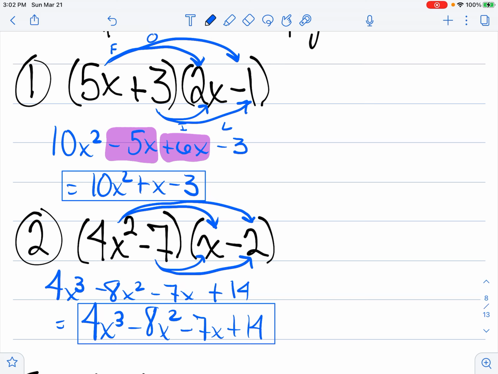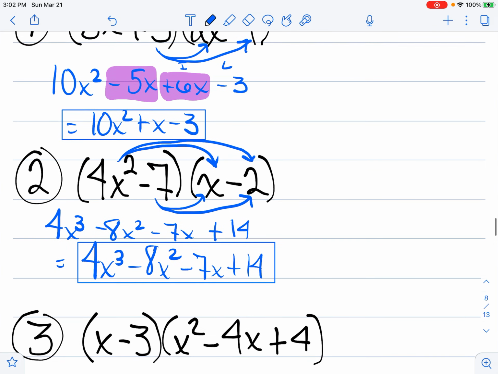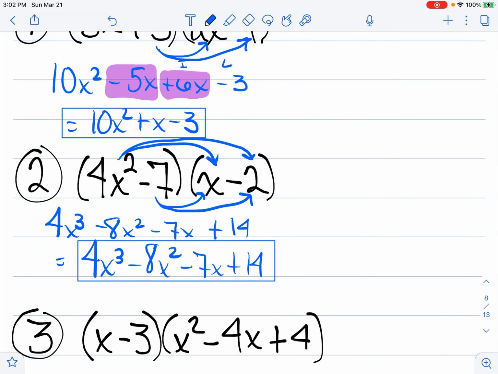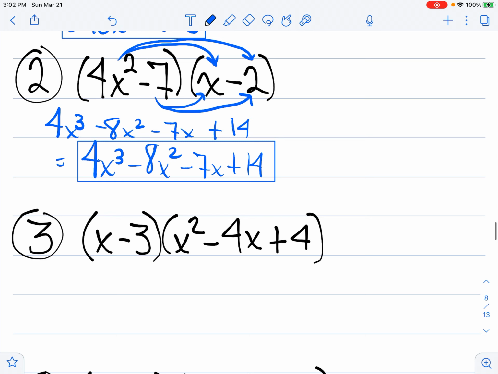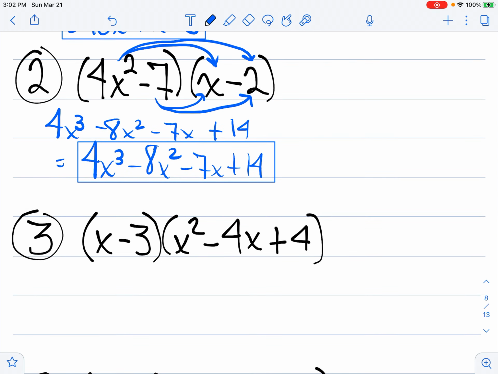Now, this same idea also applies when we have other polynomials. For example, like a binomial times a trinomial. Okay? So we're going to do this problem together, and then I'm going to show you another one here that you're going to work on as a practice problem. So on this problem here, all we're going to do is distribute the x to every term inside the trinomial, and then the negative 3 to every term of the trinomial.